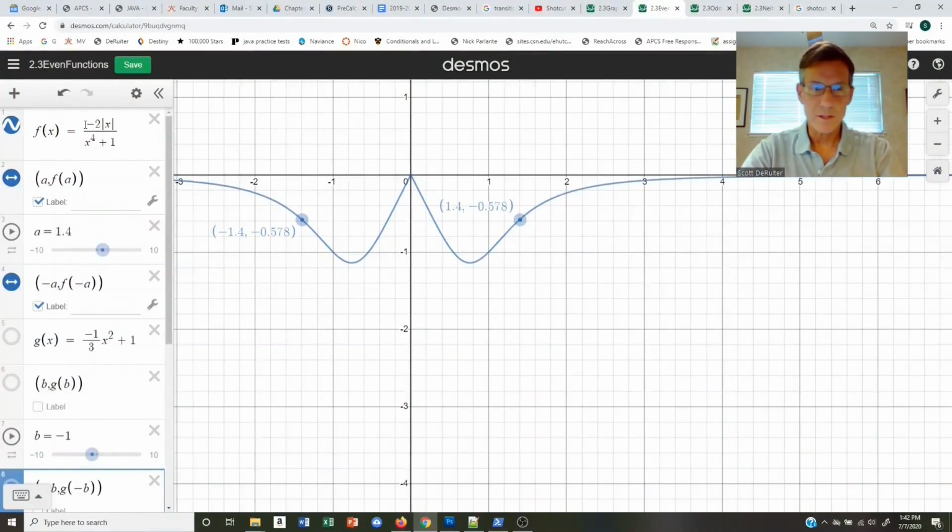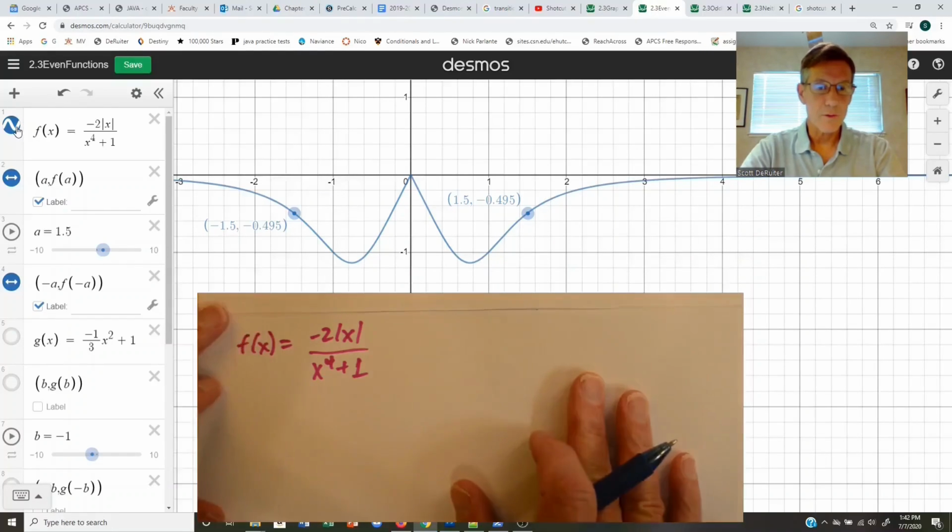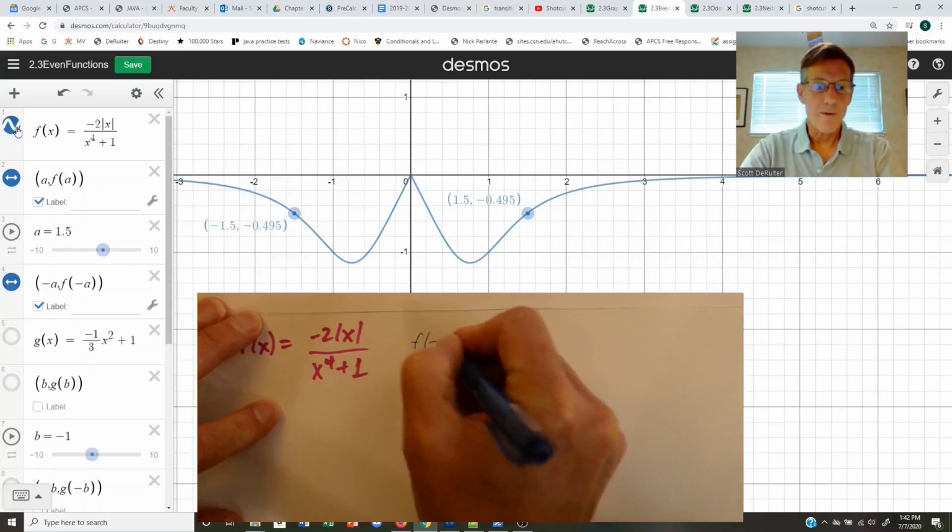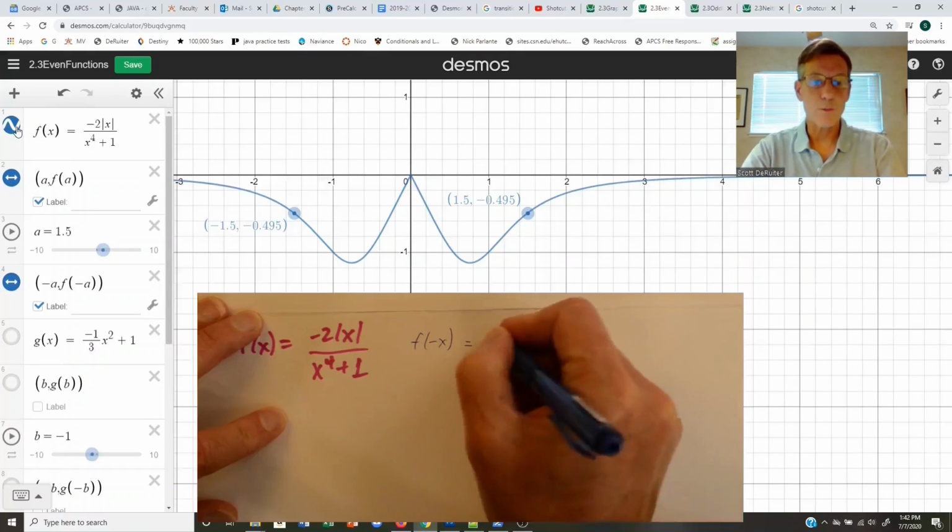So here is an even function, and if we move some pair of mirrored points around, notice that for opposite x values, we get the same y values. That's the definition for an even function. Doesn't matter where we go on the domain. Here the domain is all reals. If we plug in opposite x values, we get the same y values. And we should be able to show that algebraically as well.